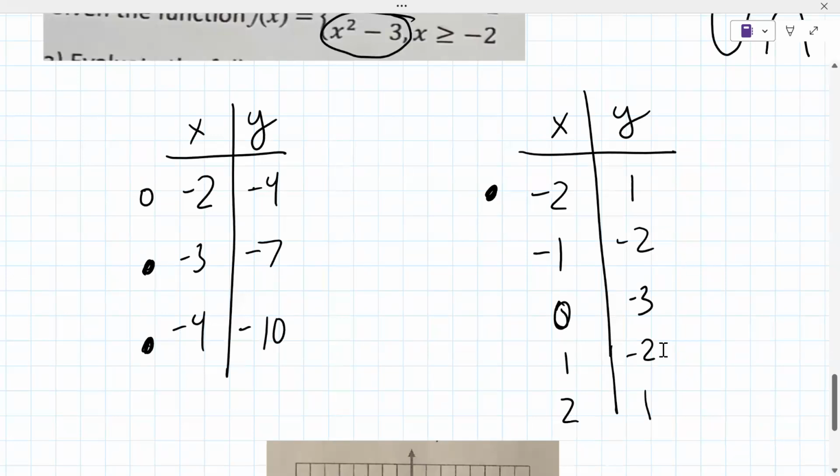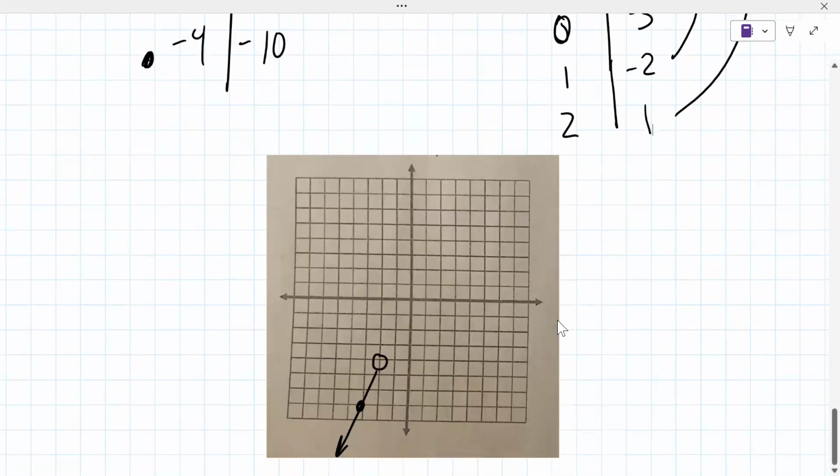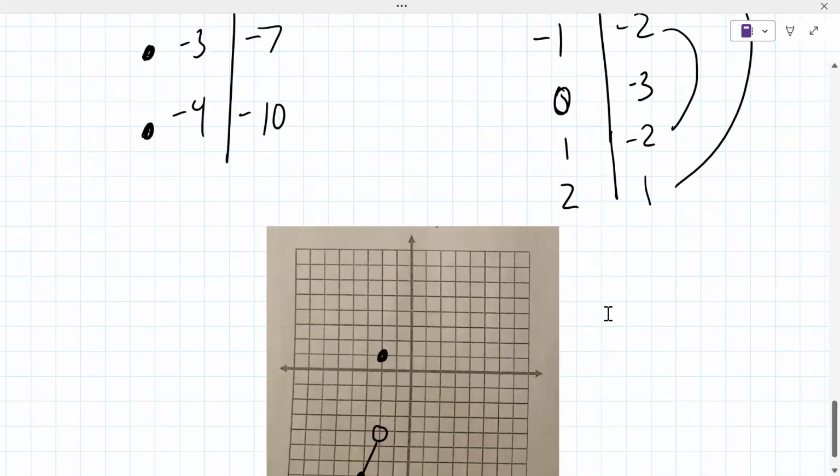Notice some symmetry here in the answers. These are the same. These are the same. That is the case. There's something special about this point, which you would have maybe learned previously. But let's just go ahead and graph these. So -2, 1; -1, -2; 0, -3; 1, -2; and 2, 1.